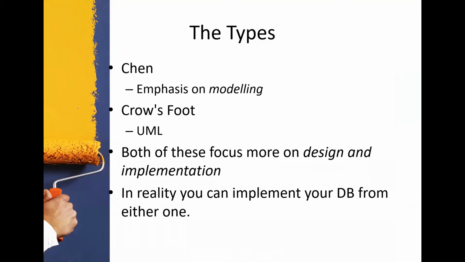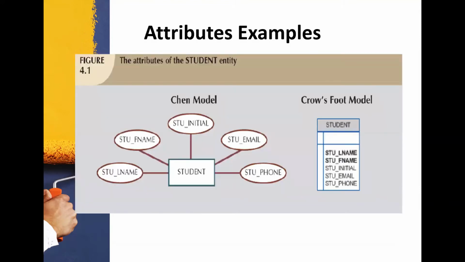So the types, we have two types. Chen emphasizes modeling. Crow's foot is UML, the one earlier we know as UML. Both of these focus more on design and implementation. In reality, you can implement your DB from either one. In a project you can choose between Crow's foot or Chen based on what your lecturer or lab tells you to do. So this is an attribute example. This is the entity, with student last name. These are attributes.